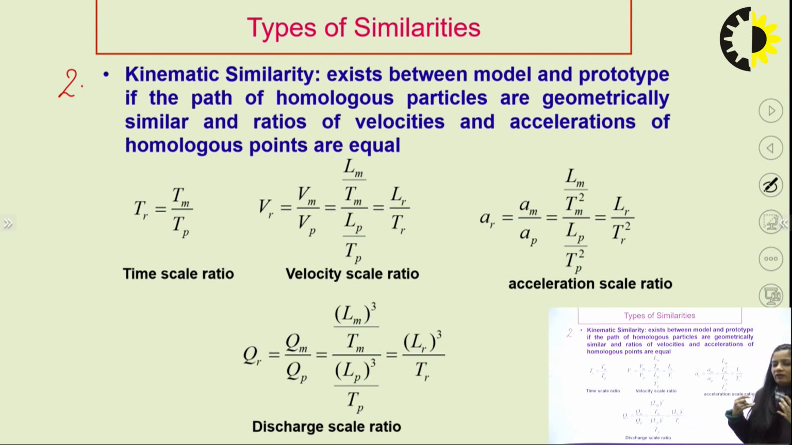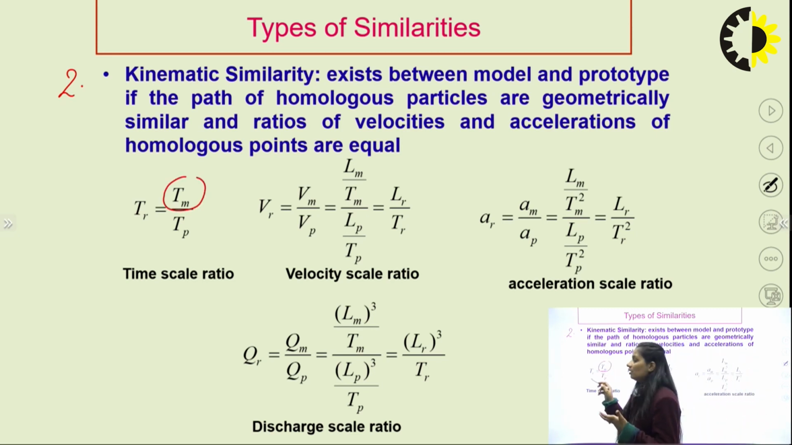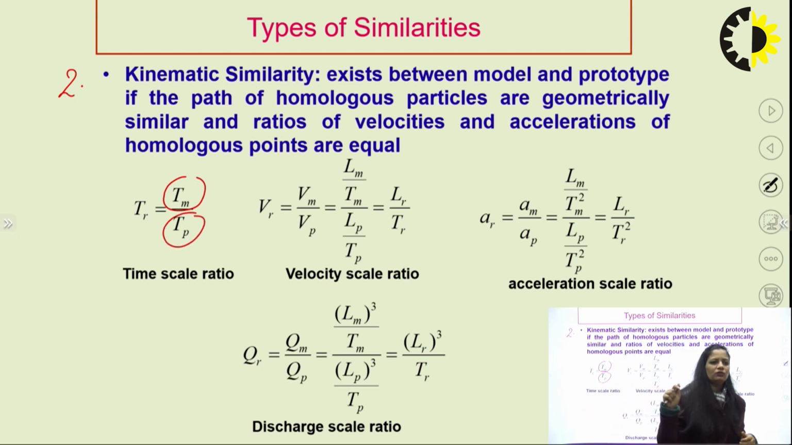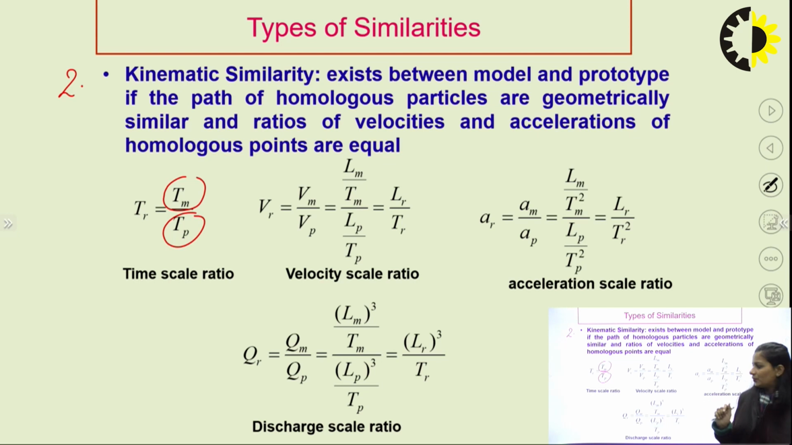When we talk about time, take a time step in the model and the corresponding time in the prototype. That ratio will be equal to your time scale ratio. Now, what is the velocity scale ratio? As the definition suggests, it will be equal to LR by TR, the length ratio by the time scale ratio. In the same way, acceleration is LR by TR squared, which is equal to your acceleration scale ratio.